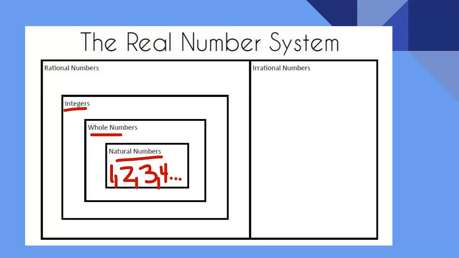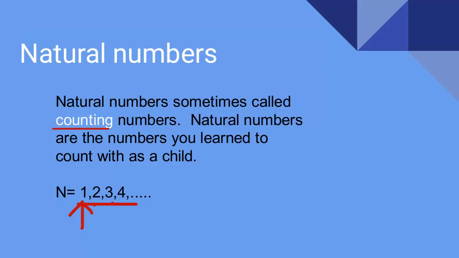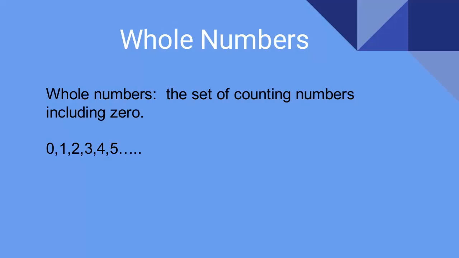Okay, the next subset of rational numbers is your whole numbers. Your whole numbers are the set of your counting numbers, so it's all your natural or counting numbers, but it also includes 0. So instead of starting with 1, we're going to start with 0. So that's the only difference. So it's 0, 1, 2, 3, 4, 5, and up. So positive numbers with 0.